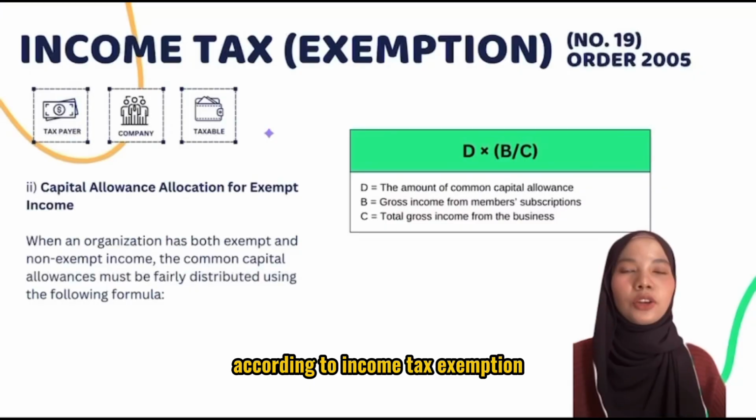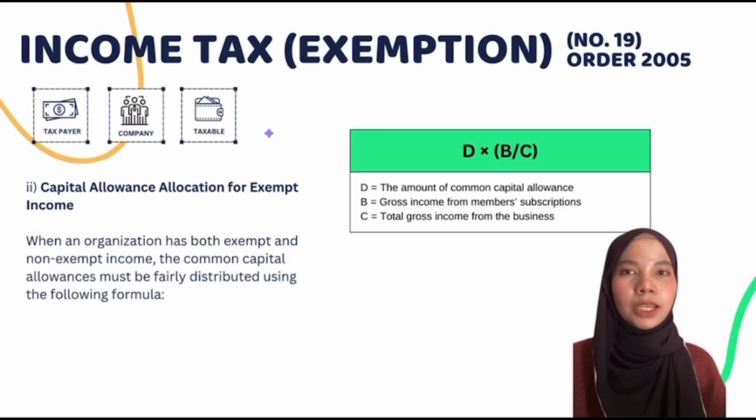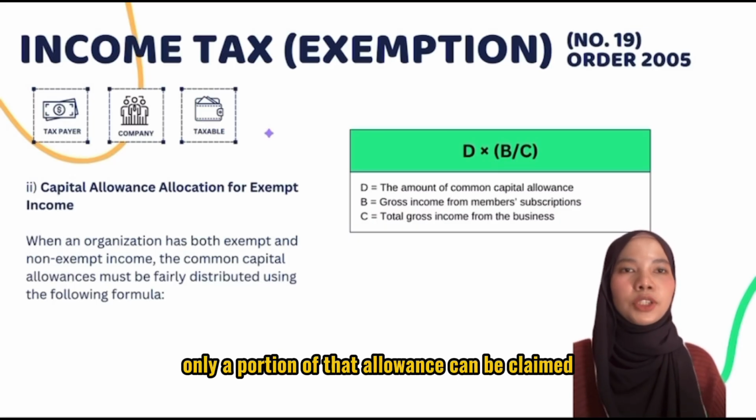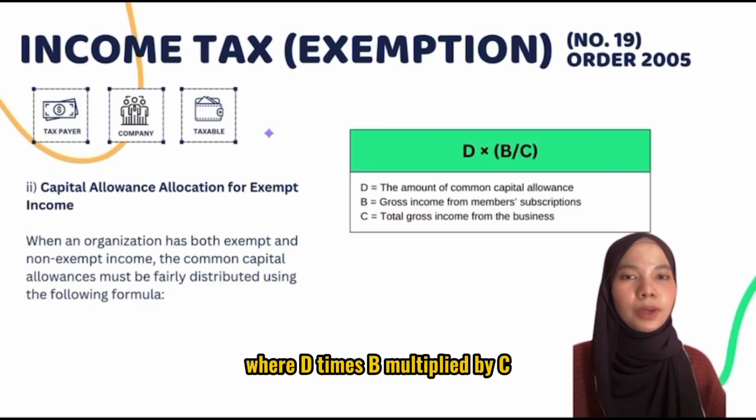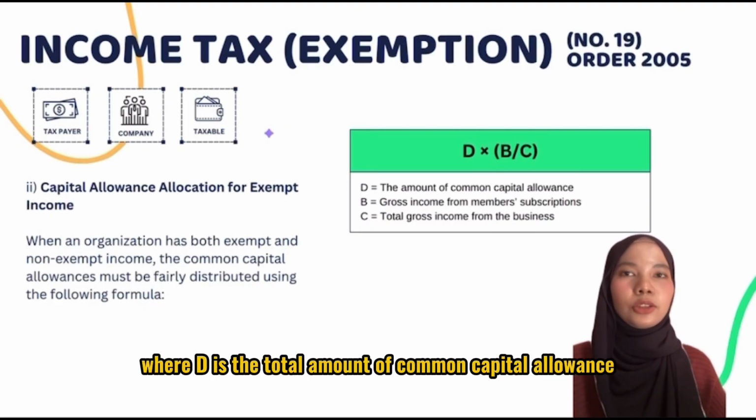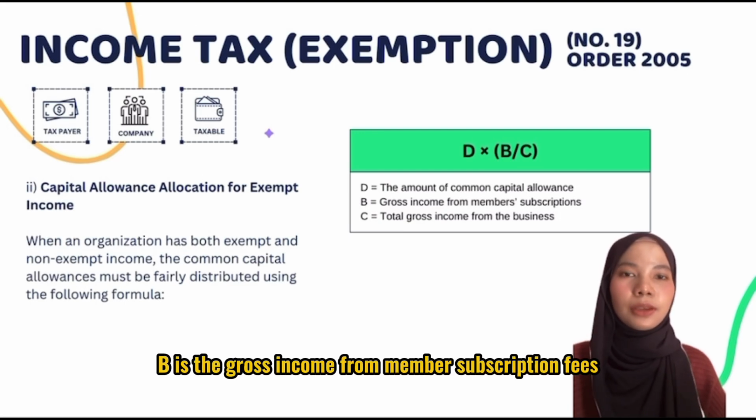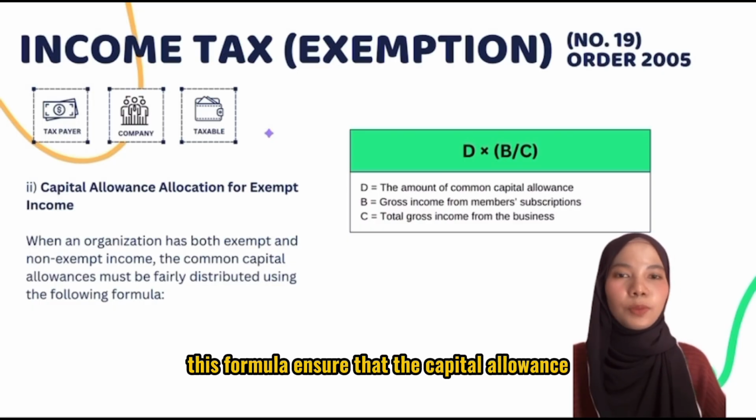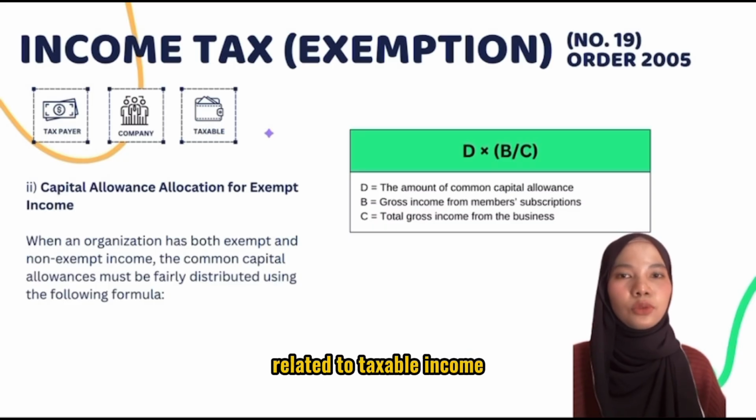According to income tax exemption, when a trade association has a capital allowance that is shared between exempt income and non-exempt income, only a portion of that allowance can be claimed. The allowance must be apportioned using this formula: D times B divided by C, where D is the total amount of common capital allowance, B is the gross income from member subscription fees, and C is the gross income from all business sources. This formula ensures that the capital allowance is only given for the portion related to taxable income.